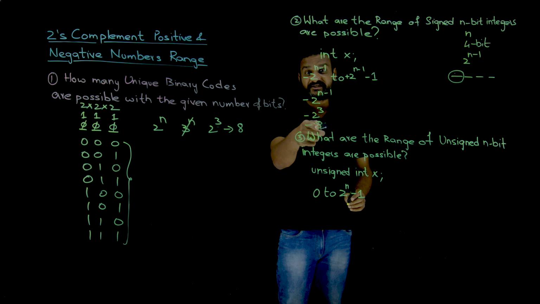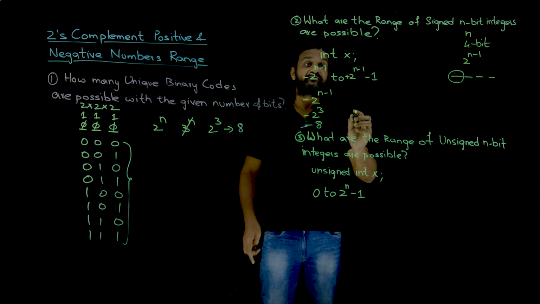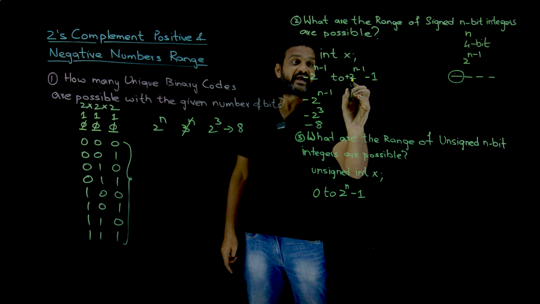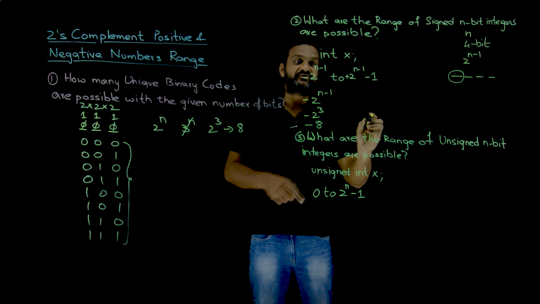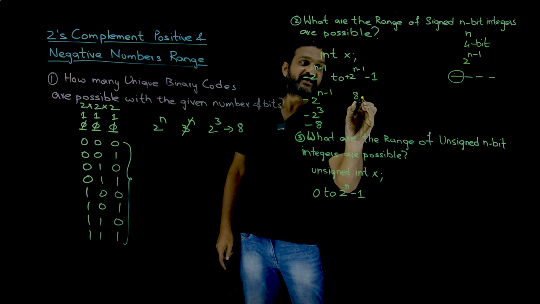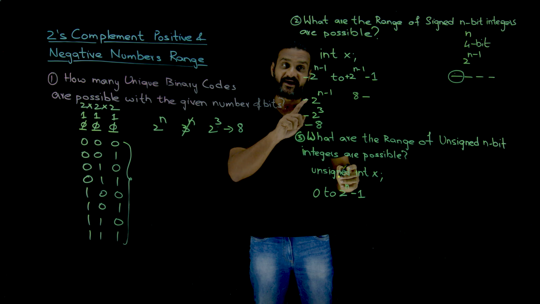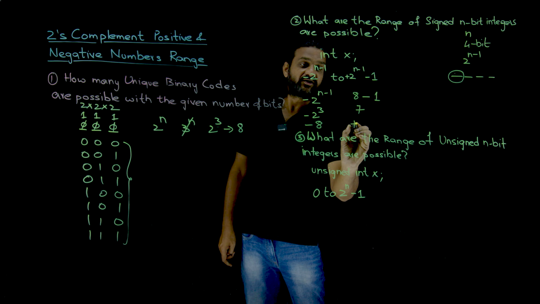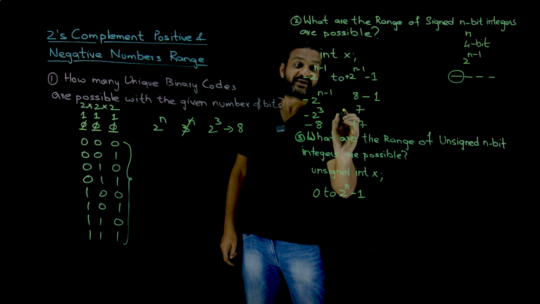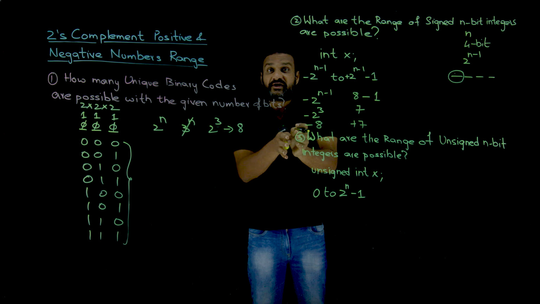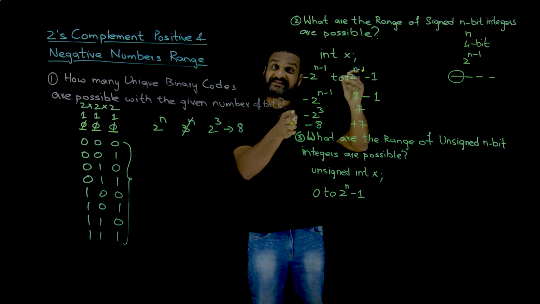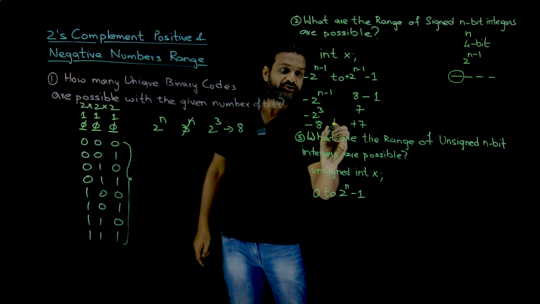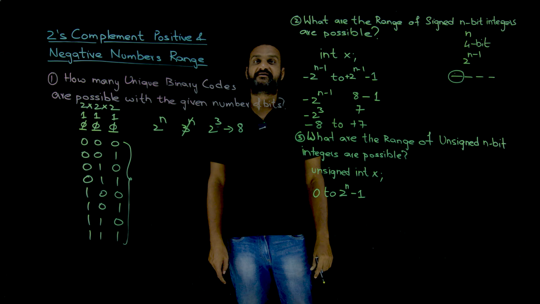We have discussed the same in our previous example. And what about the positive side of our number system, which is plus 2 power n minus 1, minus 1? 2 power n minus 1 is 8, and minus 1 is going to be 7. This is on the positive side, so it is going to be plus 7. So the range of numbers that are possible for a signed n-bit integer is minus 8 to plus 7.